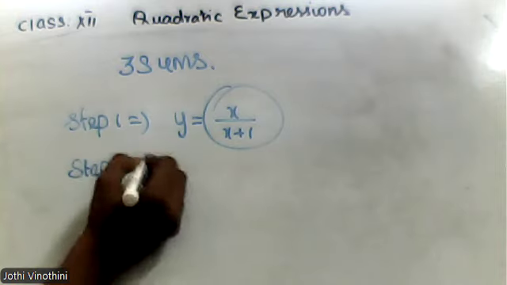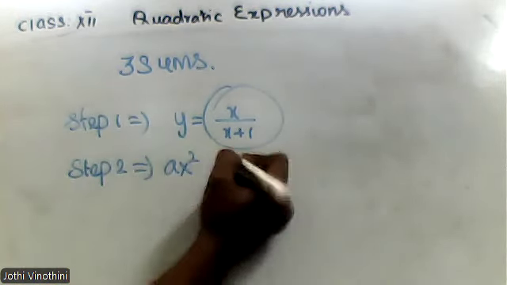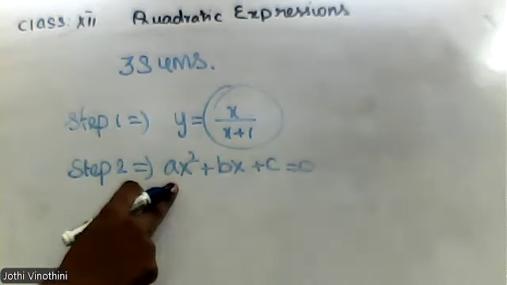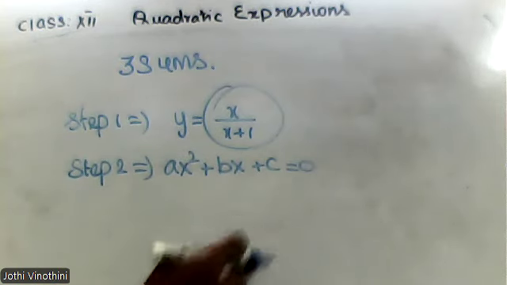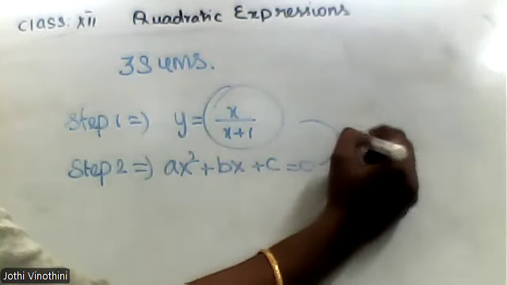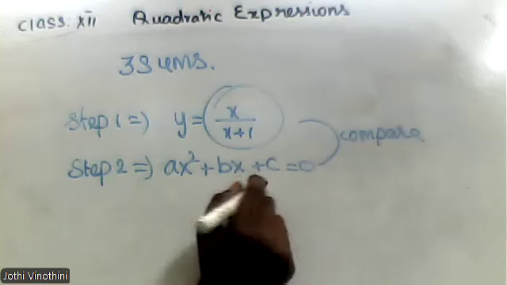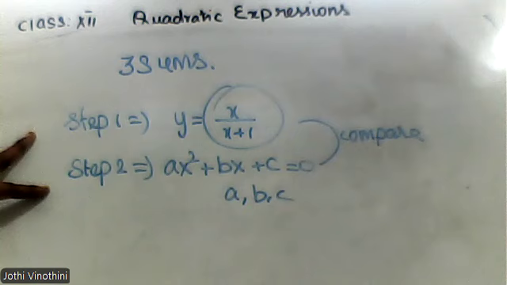Step 2 is we are going to compare the solved equation with the standard quadratic equation, which is ax squared plus bx plus c. So you have to solve this and compare these two things so that you can find a, b and c. These are the first two steps.